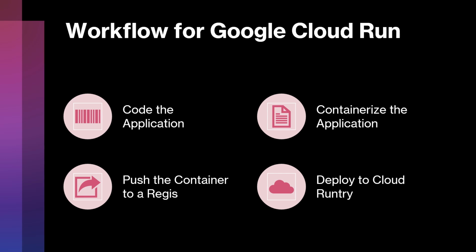The first step is to build your application. Cloud Run is versatile. It runs any code you can package into a container image. Whether you're working with Node.js, Python, Java, Go, or any other language, you can use your preferred tools and frameworks. Once your app code is ready, it's time to prepare it for deployment. 2. Containerize the application.